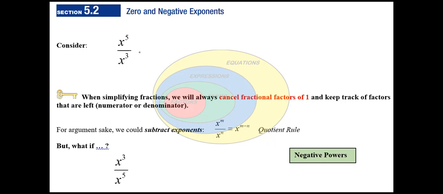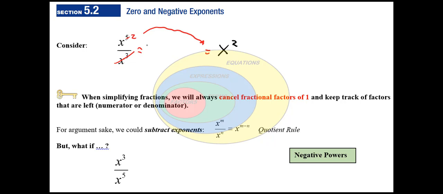So if we think about it, we can set this equal to, and when we cancel, we just use the powers, right? So x to the fifth over x cubed, we can cancel all the three x's in the denominator with three of these leaving two. So we know the answer to this has got to be x squared.